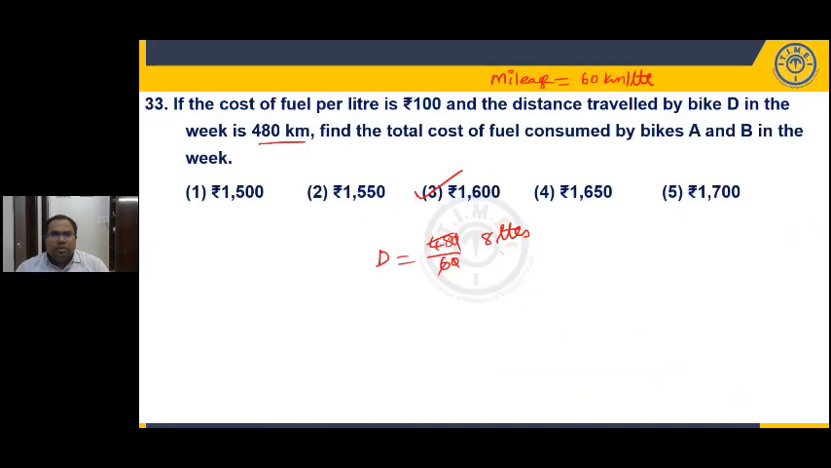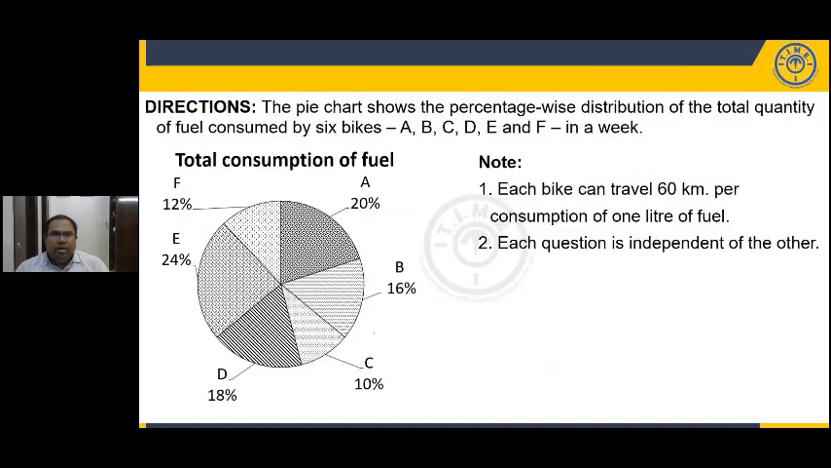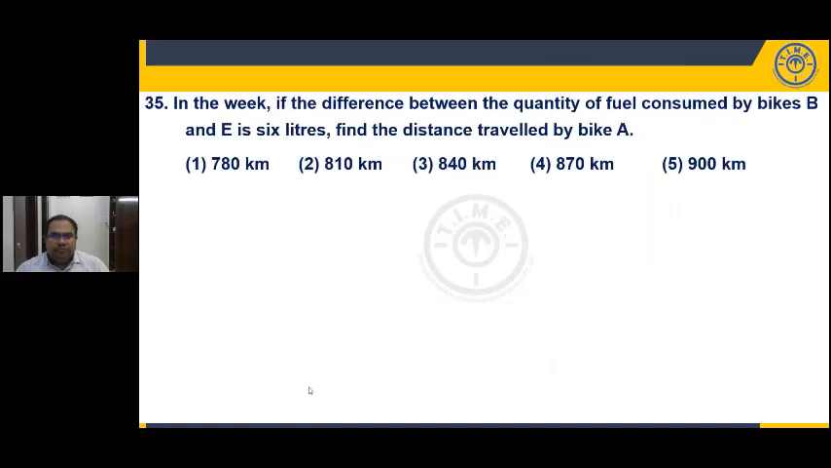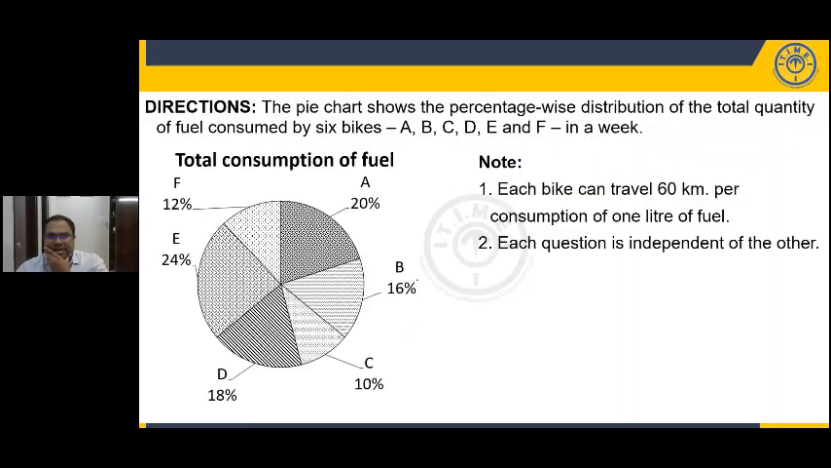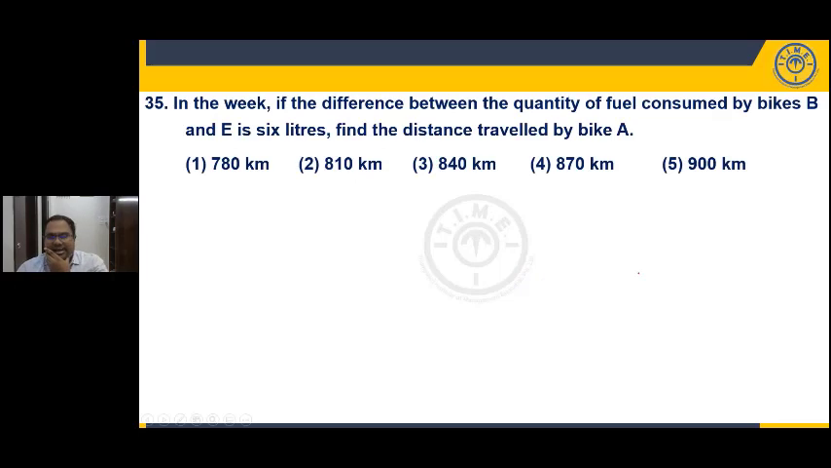Look at 35. In the week, if the difference between quantity of fuel consumed by bikes B and E is 6 liters. Okay, difference in quantity consumed 6. Find the distance traveled by bike A. B and E difference. B 16%, E 24%. Difference is 8%. 8% is 6 liters.